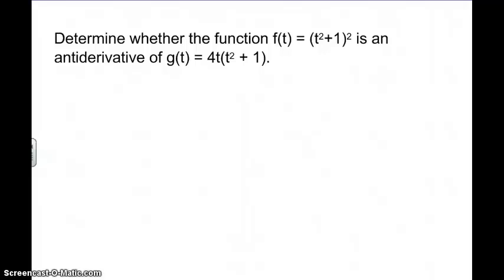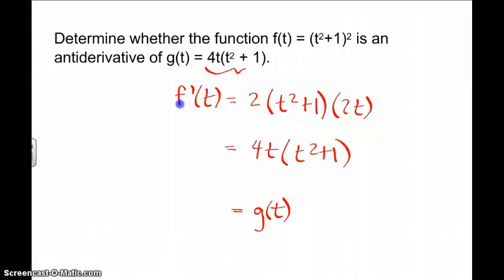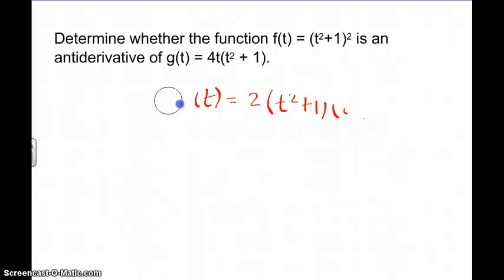So if that's the case, if f of t is an antiderivative of g of t, then when I take the derivative of f of t, I should get g of t for the answer. So let's see. Let's take the derivative of f. The power pops down front. Don't change what's inside. Reduce the power by 1 times the derivative of what's inside. So when we clean it up, it looks like this, and that is indeed g of t. So yes, f of t is an antiderivative for g of t. And so if we were asked a question like that, that's what we would do.